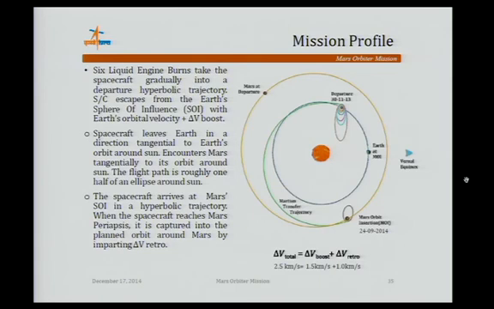The total delta V required was 2.5 km per second, which is apportioned as follows. Delta V boost was around 1.5 km per second. Delta V retro was around 1 km per second. Next.